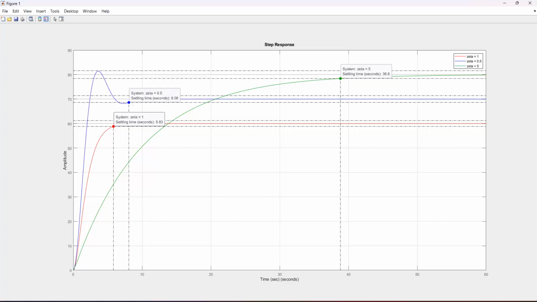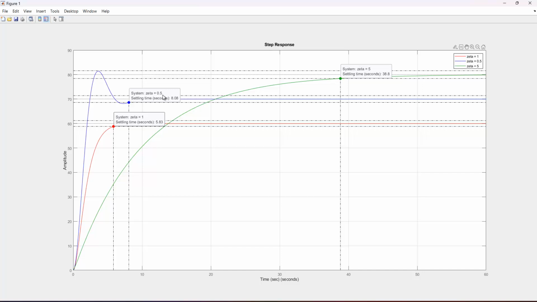And so, another case: if the zeta is equal to 1, this is the critically damped system, which means that we don't have any overshoot value here, just like this one. If the zeta is smaller than 0.5, this is the underdamped system. We can have oscillation behavior at this time, okay?